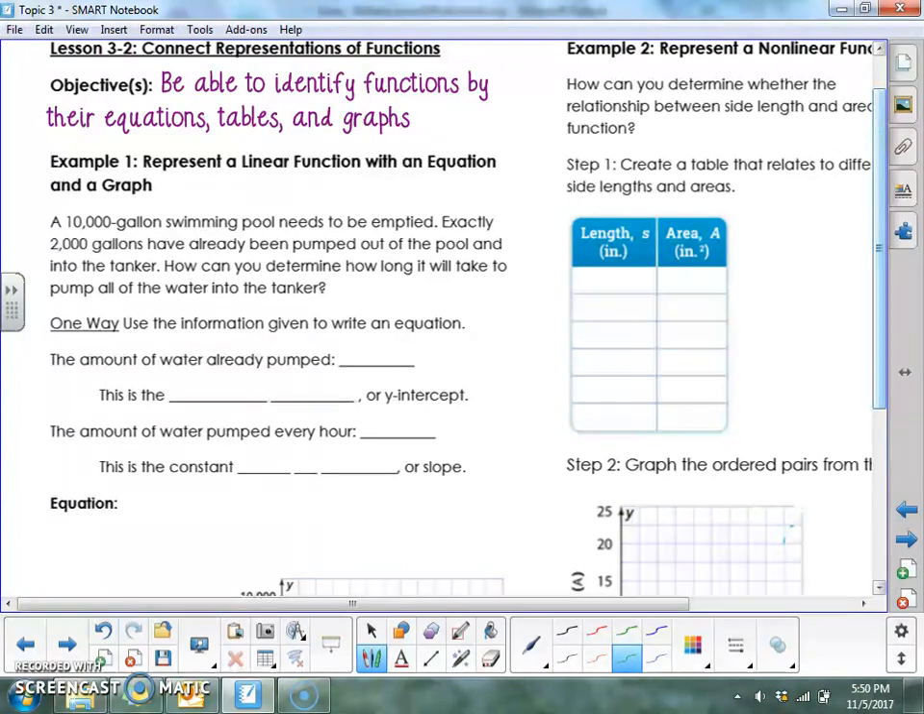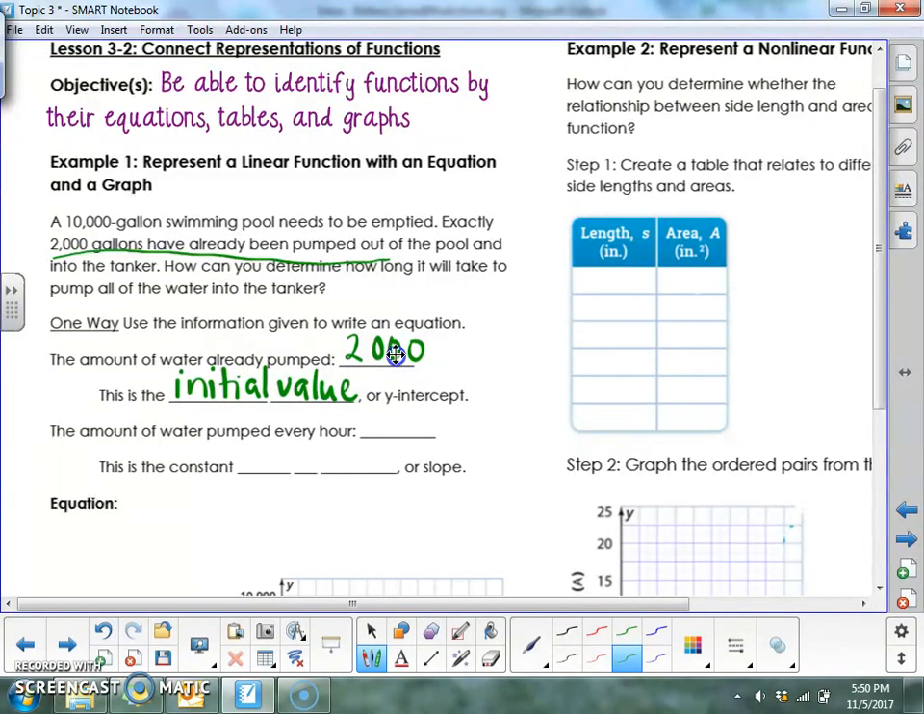So one way is to write an equation. If you remember when we wrote equations, it was in the y equals mx plus b form. We're going to do the same exact thing for this. So the amount of water that was already pumped out of the pool was 2,000 gallons. Okay, 2,000 gallons have already been pumped out. This is going to be our y-intercept, or with functions we call it the initial value. Okay, it's the starting amount. So we started with 2,000 gallons being pumped out.